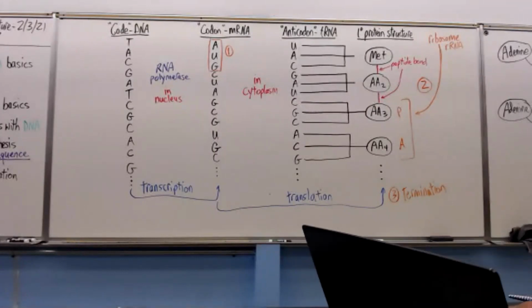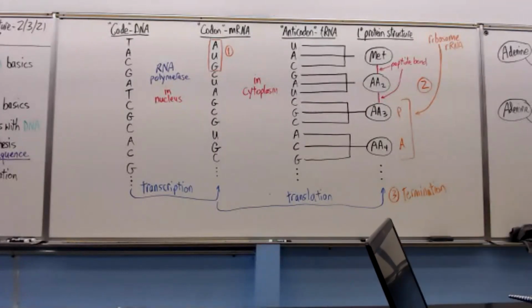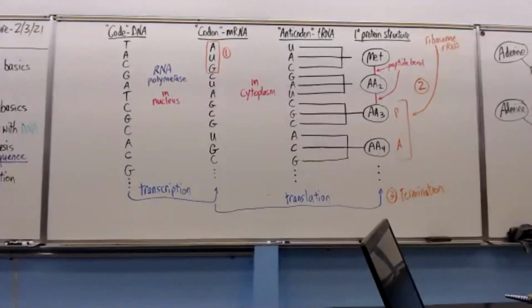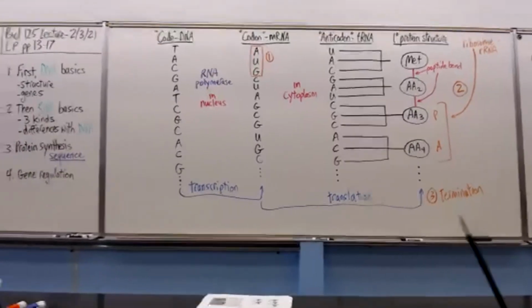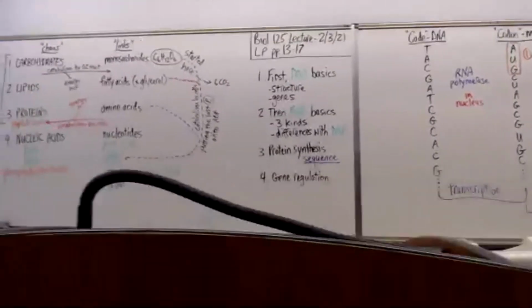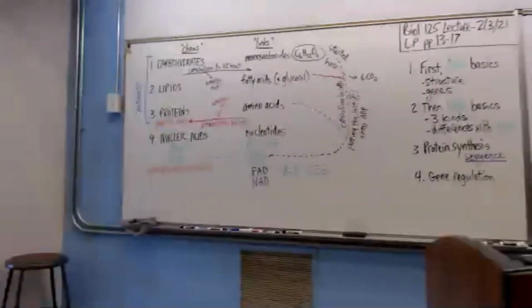That's showing you protein synthesis, the sequence. First you got transcription, and then you got translation. Translation has 3 subphases: initiation, elongation, termination. That's the sequence. Transcription's in the nucleus, translation's in the cytoplasm. And this is the left side.